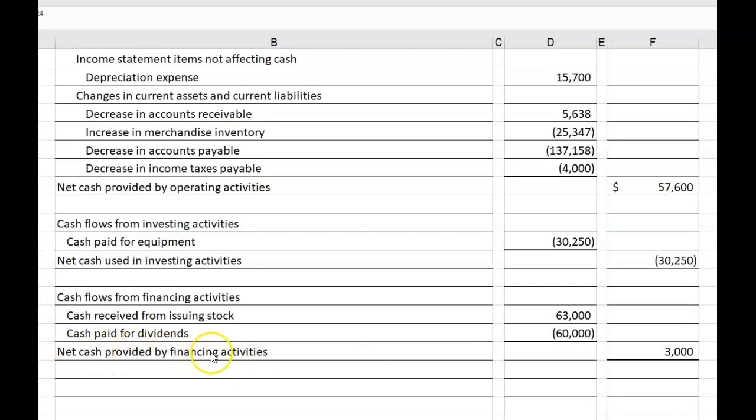Cash paid for dividends, in brackets, $60,000 because cash was going out. Net cash provided by financing activities then is $63,000 coming in minus $60,000 going out, leaves net cash provided by financing activities of $3,000. And that gives us the totals of cash provided or cash used by each of the three activities that are required to be reported on the statement of cash flows. Let's go find out what's next.